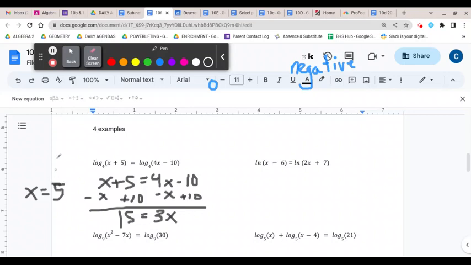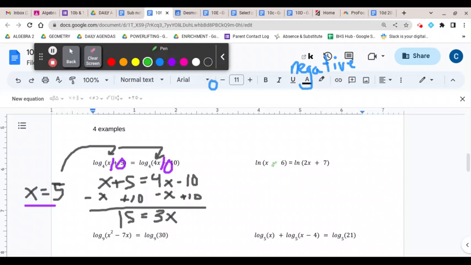What we're going to do is plug the x back in. We have log base 4 of 5 plus 5, which is 10, and log base 4 of 4 times 5, which is 20, minus 10 is 10. We don't have a problem because our base is 4 and the number that we're logging is 10. 4 is positive, 10 is positive, so 5 is a legit answer for x.